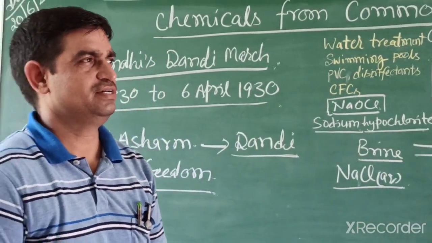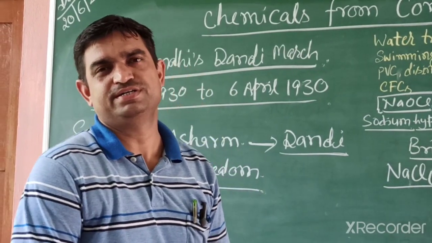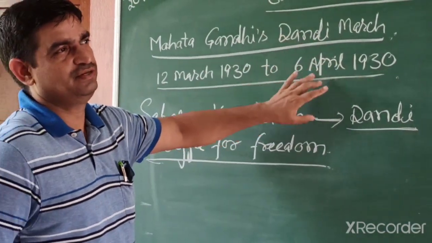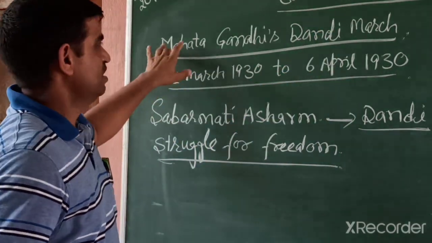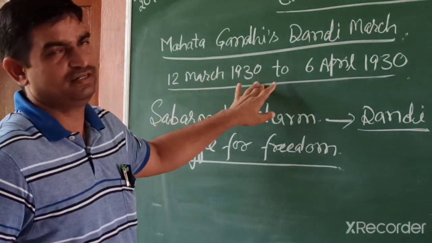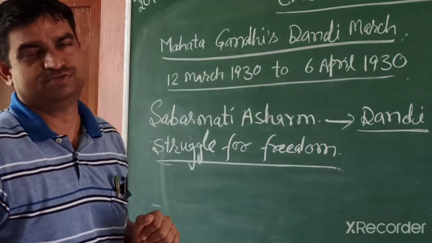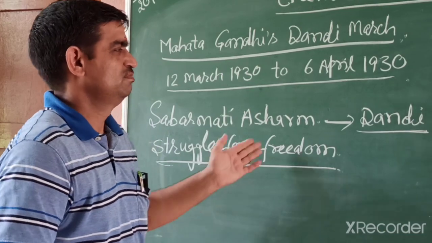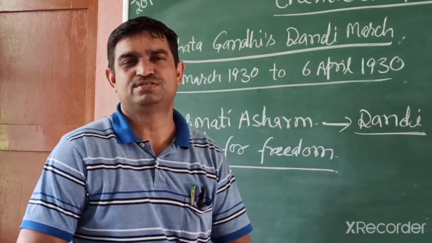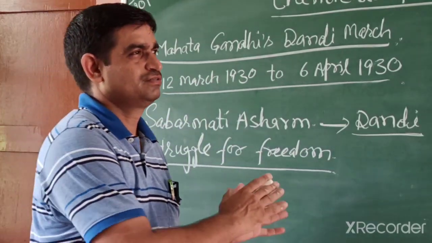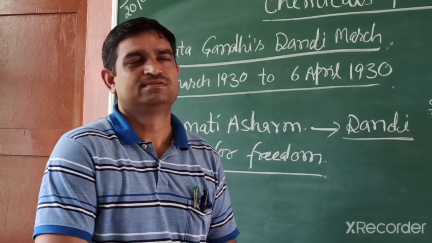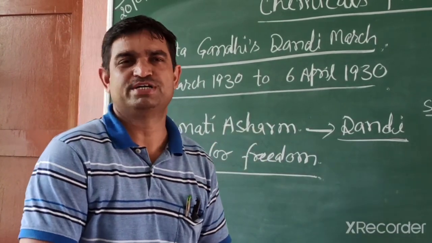Sodium chloride has a very important role in our Indian history. In the Dandi March, you know in history what the Dandi March is. Mahatma Gandhi started the Dandi March on 12 March 1930 from Sabarmati Ashram, Ahmedabad to Dandi, a coastal area, because the British government applied a salt tax. So Mahatma Gandhi started the Namak Satyagraha in the civil disobedience movement.